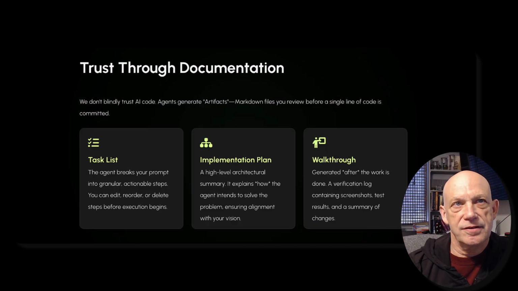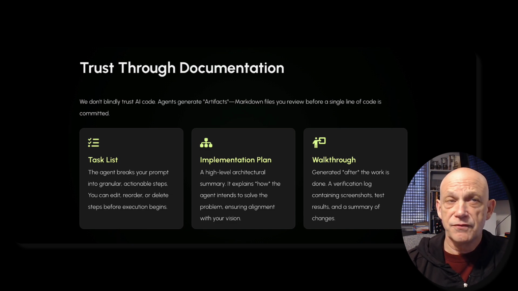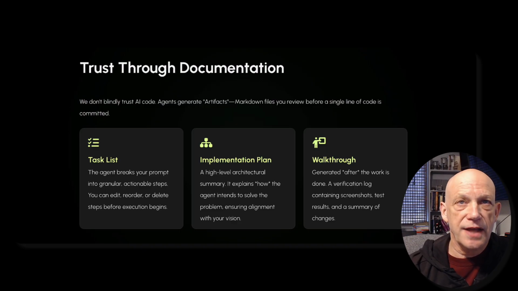First, you get a task list. The agent breaks your prompt into granular steps that you can edit, reorder, or delete. Second, it generates an implementation plan. This is a high-level summary explaining how it intends to solve the problem. Finally, you get a walkthrough. This is generated after the work is done, providing a verification log with screenshots and test results to prove the code works.